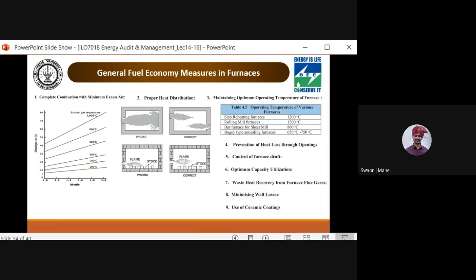Okay, so the sensible heat of the flue gases recovered depends upon the preheating of the charge or preheating of the combustion air, or utilization of waste heat for other processes. We can preheat the charge with the help of these flue gases, similar to the economizer in the boiler, where we preheat the feed water. Similarly, we can preheat the charge.